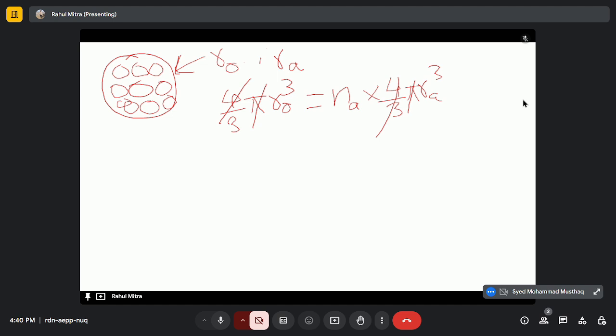Then what do we remain with? That is R0 equals Na to the power of 1 by 3 times Ra. This is our first relation.